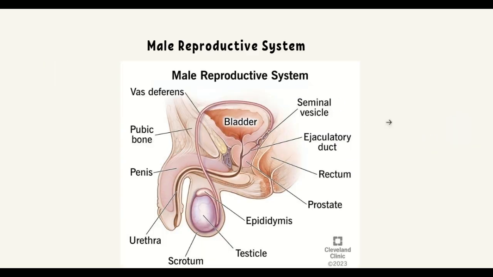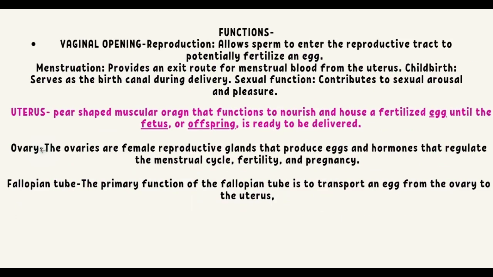Okay, so this is the male reproductive system now. Just look at it. This tube right here is called the vas deferens. You have the pubic bone, which is not really too relevant. Then you have the penis, the urethra here, the scrotum, the testicle, epididymis, the prostate, rectum, and then the ejaculatory duct. So this is the male reproductive system. You can just look at both of them and literally compare them.